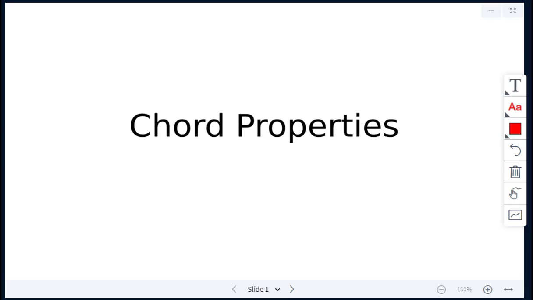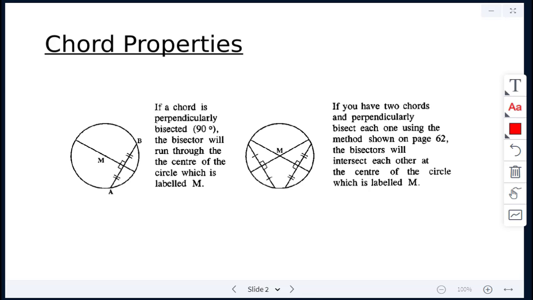Today's lesson is on chord properties for circle geometry. And the chord property is if a chord is perpendicularly bisected. So this is the chord from here to here. And if it gets perpendicularly bisected, this is the bisector here. It's creating this 90-degree angle. So 90 degrees here. So therefore, the bisector is running through the center of the circle.